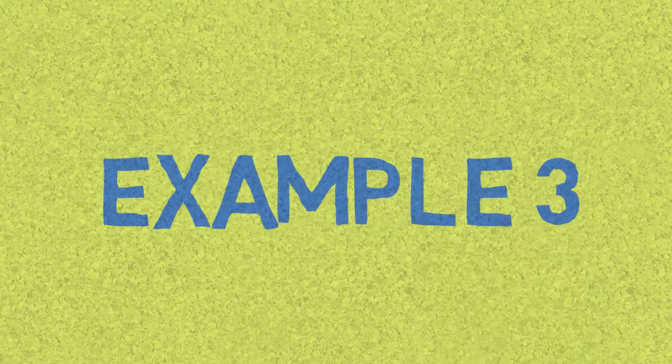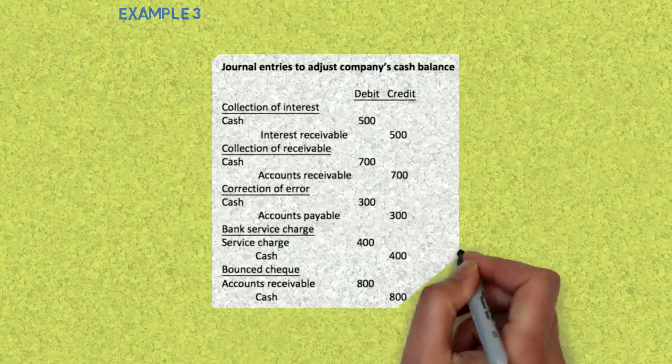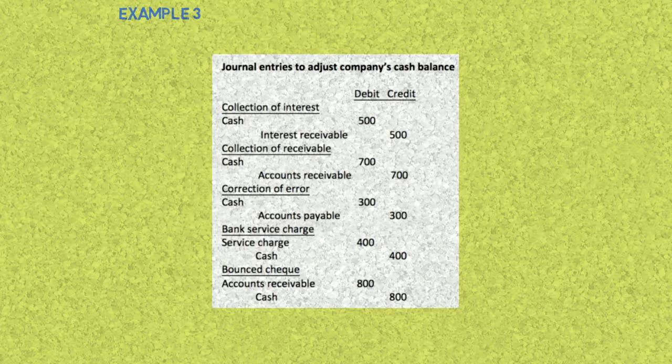So let's look at this example. In this example, we see that cash is in all entries. We must also add in all the errors in the company's reconciliation process in adjusting journal entry.